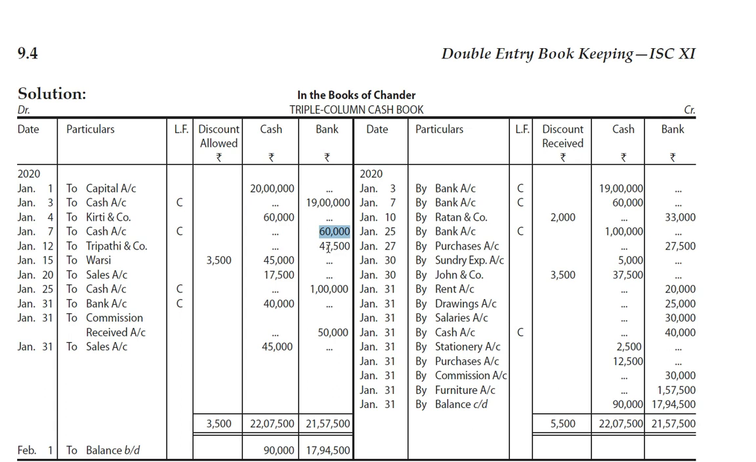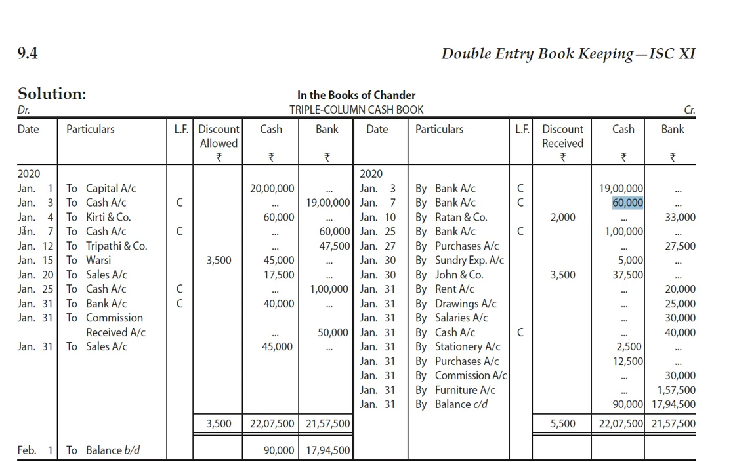Contra entry means when the cash and bank both accounts are involved. So whenever you are putting the amount, that is the 60,000 rupees in the bank column, in the cash column you have to incur that 60,000 rupees just to maintain the balance, because that money is going into the bank. So bank balance inflated, at the same time cash balance will be reduced.